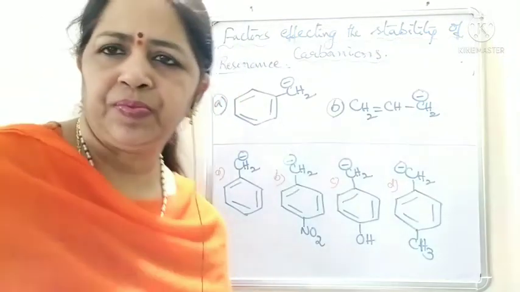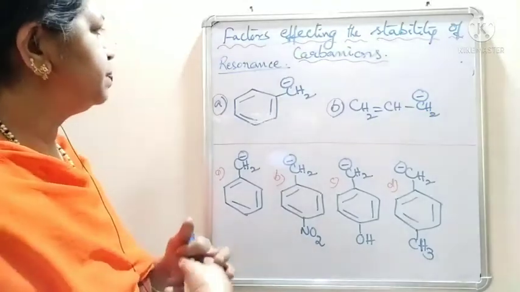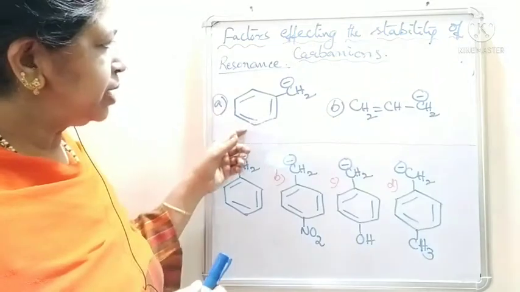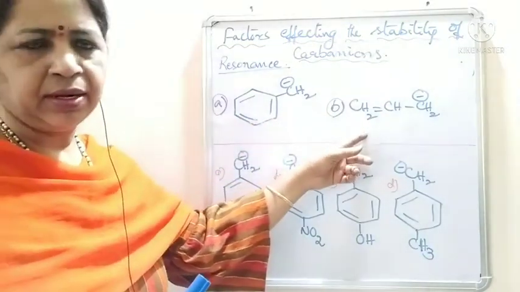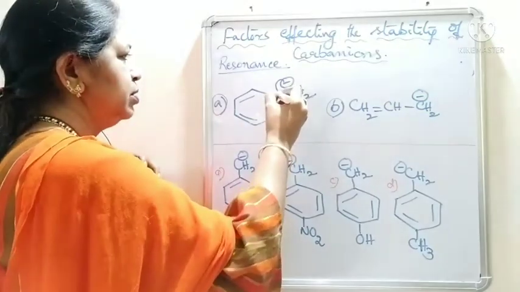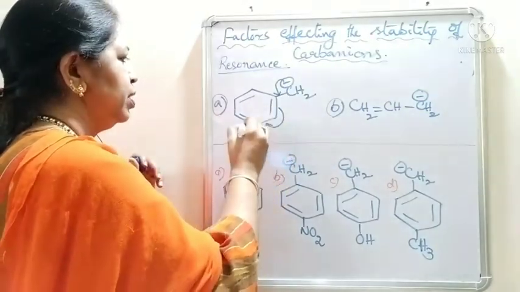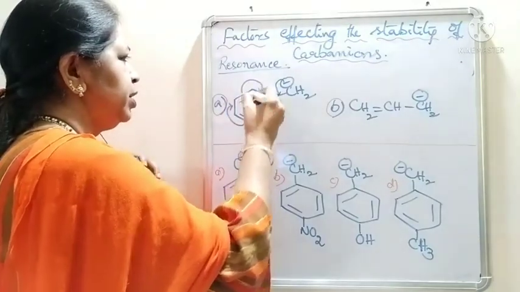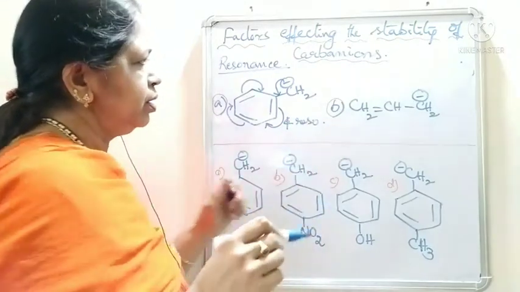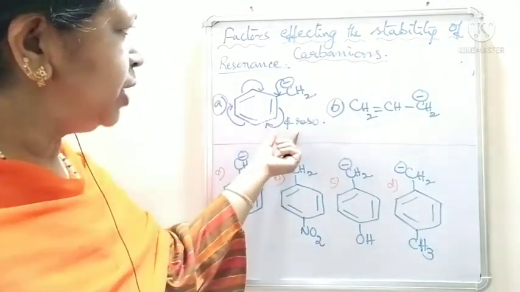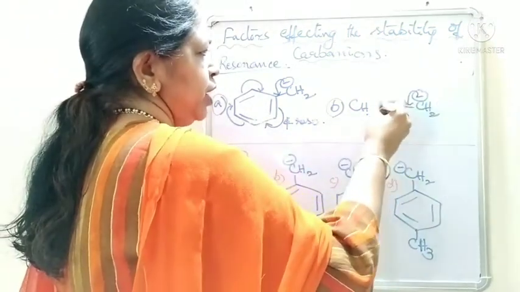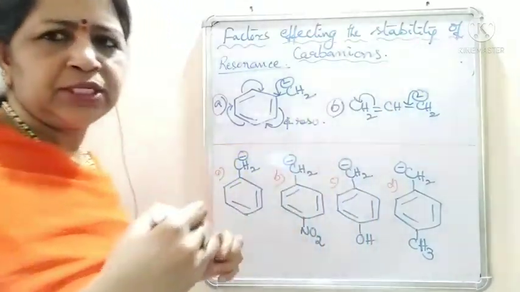Now let us see these examples in which the resonance effect is seen. This is the benzyl carbanion, this is the allyl carbanion. In this, the negative charge can be distributed in the benzene ring. So it gives 4 resonance structures, and so it is more stable. And in the allyl carbanion, only 2 resonance structures are possible.